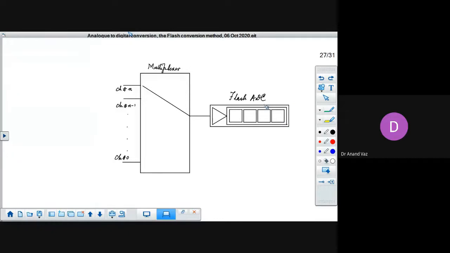Yes, yesterday I had made a mistake in the symbol of this flash converter. It's an analog to digital converter, which is the reverse of the digital to analog converter symbol. So I had made that mistake. I have corrected it in this sketch here.